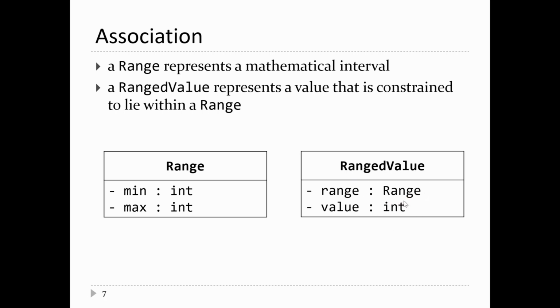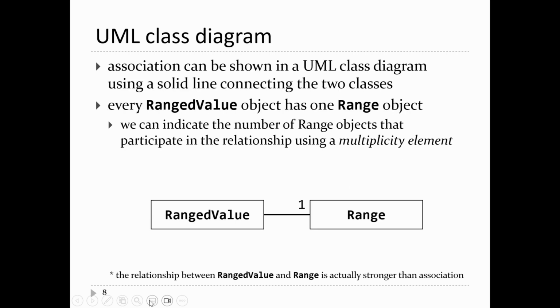So it has a reference to a range, and the value inside that range. And so RangedValue has a Range object. So we say that RangedValue has an association with Range. Range does not have a RangedValue object in it, so it's not true that Range has an association with RangedValue. To draw an association relationship in UML, it's a solid line, no arrow. So here, RangedValue has an association with Range.